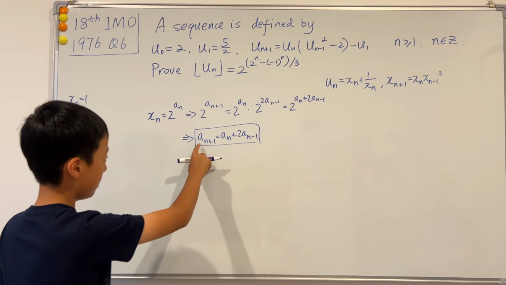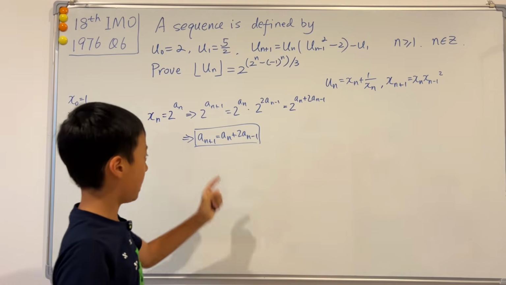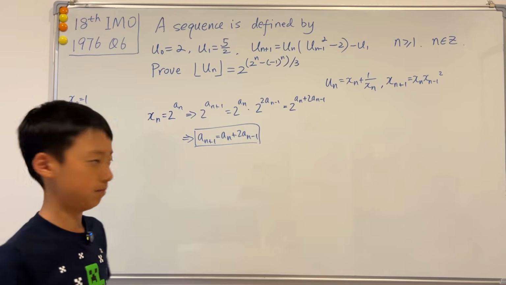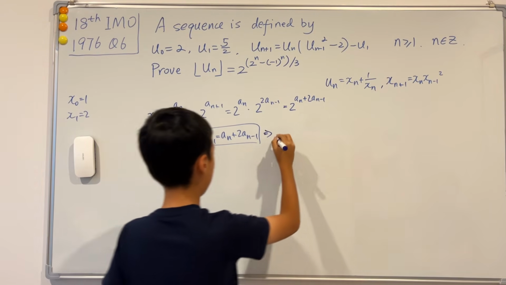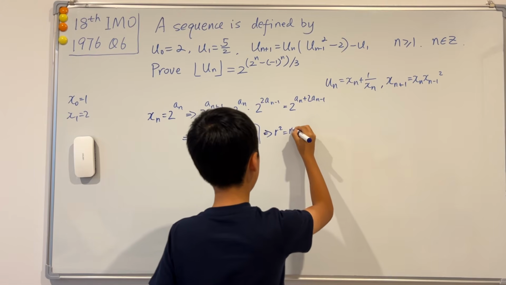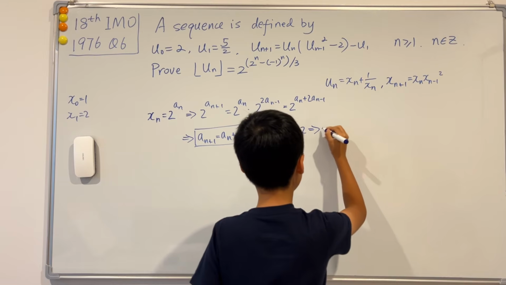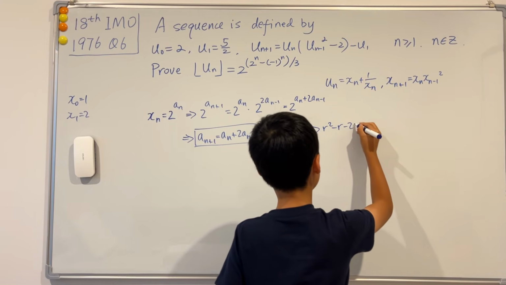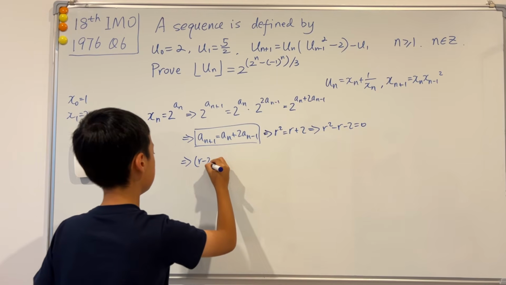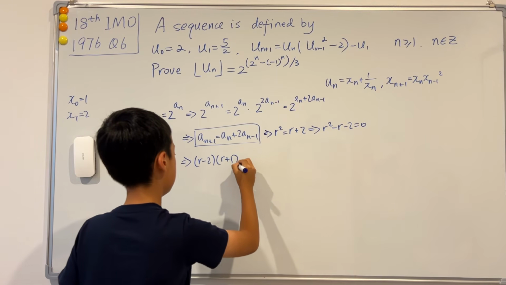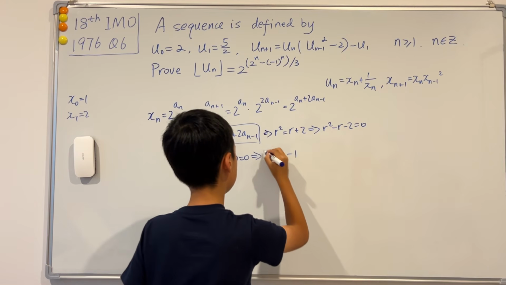So in this case, the a_{n+1} will be r squared, the a_n will be r, and the a_{n-1} will be constant 1. So we have this, which is r squared, is equal to r plus 2 times 1, which is still 2. So we have r squared minus r minus 2 is 0. And if we factorize this, then we have r minus 2 times r plus 1 is 0. So r is 2 or negative 1.